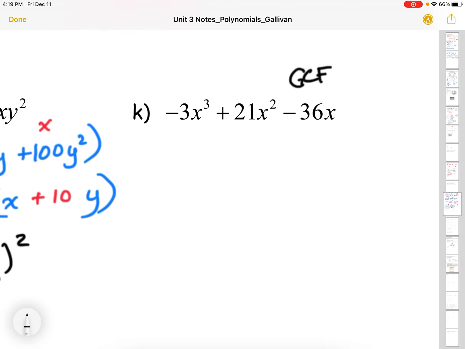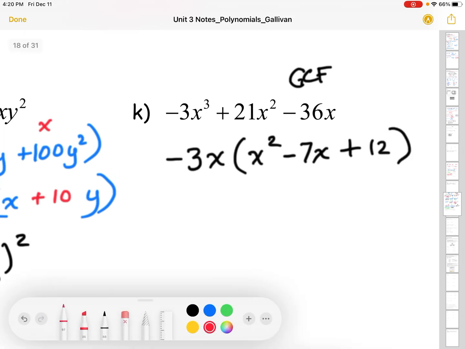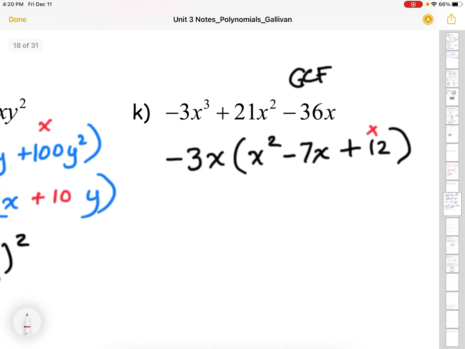We're going to find the GCF, right? So I can take out a -3 from everything. Everything's divisible by -3. And I can take out an x because everything has an x. And then I'm left with x squared minus 7x plus, what's 36 divided by 3? It's 12. Now I'm looking for two numbers that multiply to give me 12 and add up to -7.